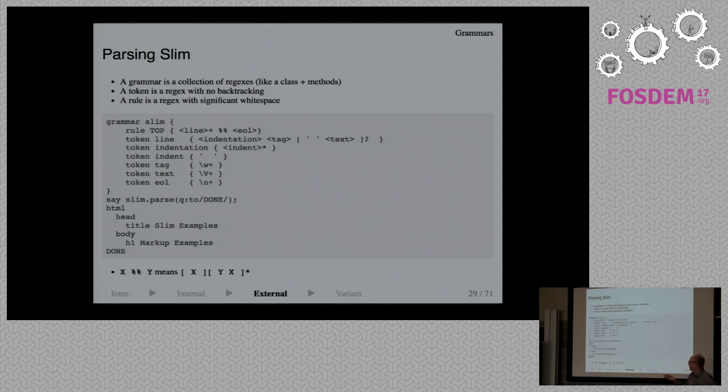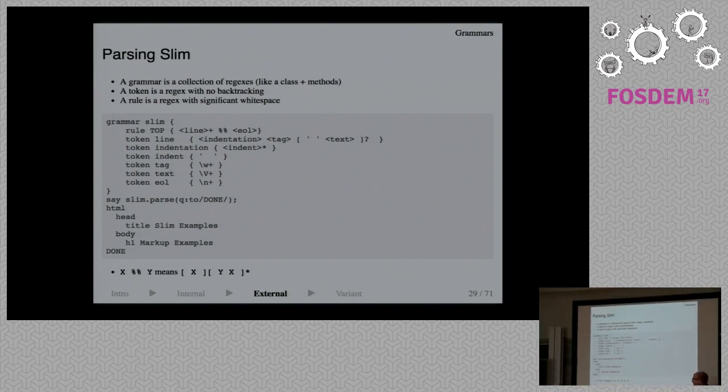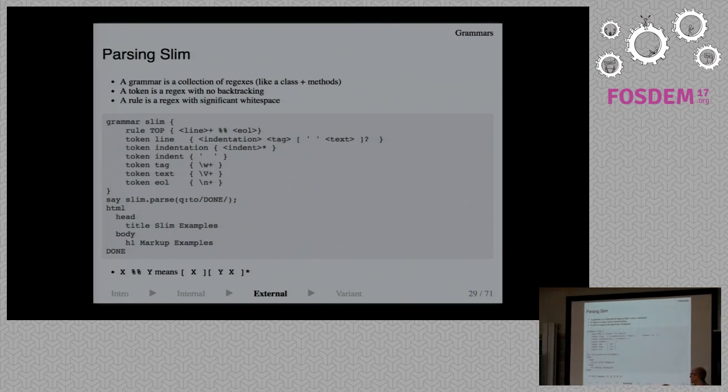So this HTML here, this SLIM code, where we have HTML, head, you can sort of see the pattern where you have some indentation, and then you have a tag, and then you may have some text after the tag. So that's basically it for the language. The top level rule here is one or more lines separated by an end of line character. End of line is a series of carriage returns.